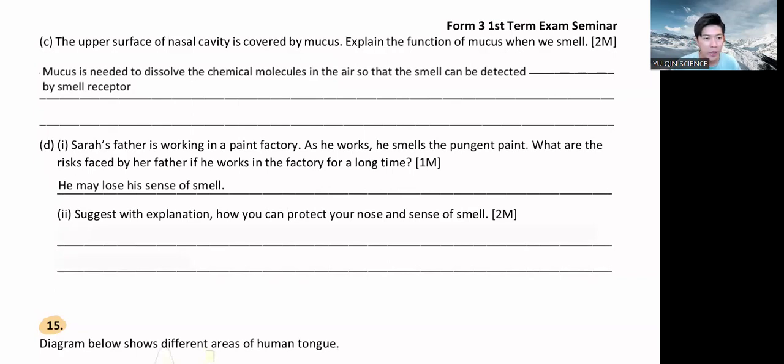Okay, suggest with explanation how you can protect your nose and sense of smell. Opposite answer, right? Don't smell pungent paint. Or I should say don't smell anything that is too strong, or chemicals. 1 mark. Why? Because too strong can damage the nose or damage the sense of smell. Then we put it here. Okay? There you go.